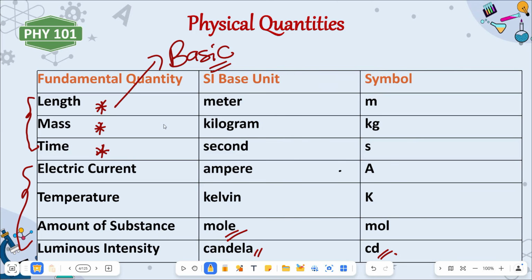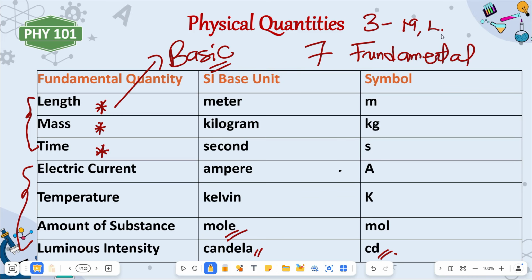Very, very important. So in total, how many fundamental quantities do we have? Seven. Out of the seven fundamental quantities we have, three are very, very important, and those three are mass, length, and time. Is that understood? So that is that.